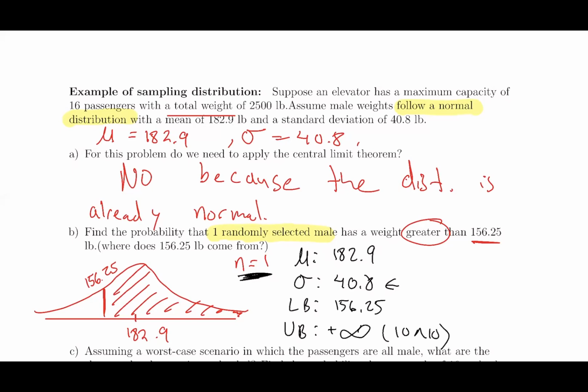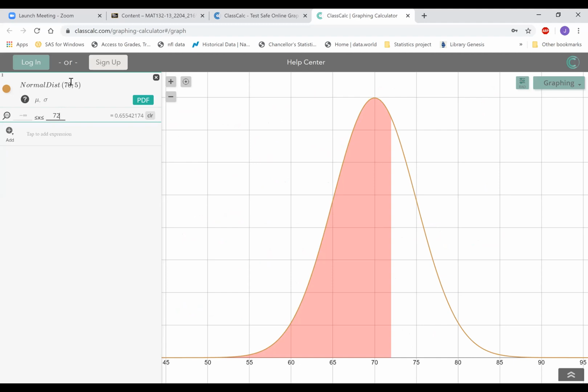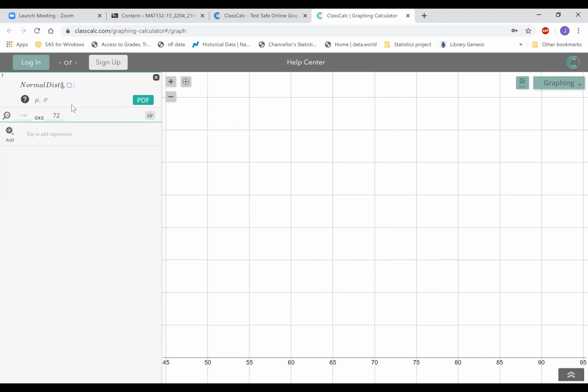All right. Everybody good so far on what we're entering into Class Calc? Okay, so let me switch over to Class Calc, so that way you can see me entering this information. For Class Calc, we're going to put mu is 182.9. Sigma is 40.8. And for my lower bound, we put 156.25. For my upper bound, it's just infinity, so just leave it blank.